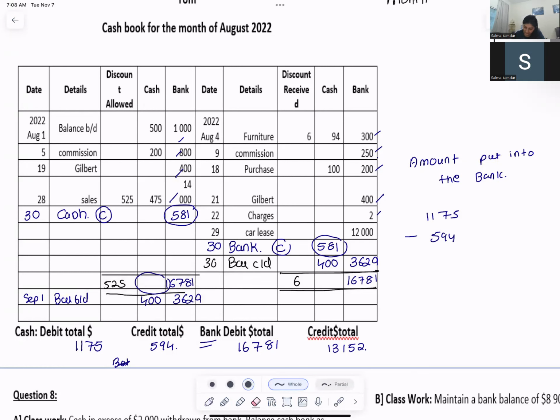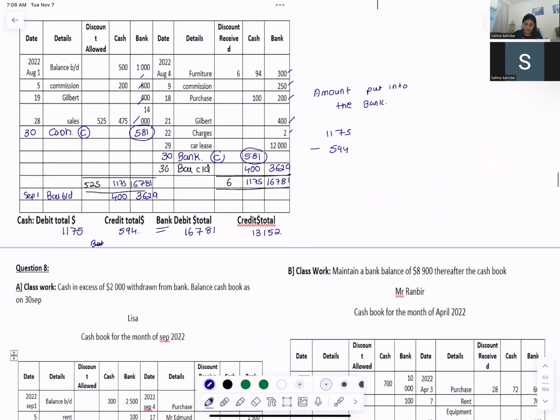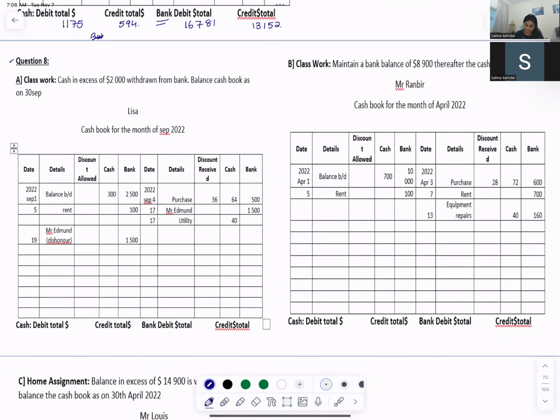And I have not written the closing balance of cash. Cash debit total was 1175. That I will write on both the sides. So this is done. Let's do the next one.